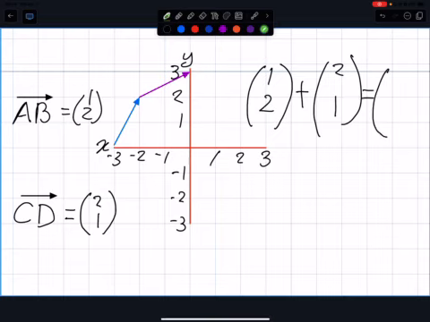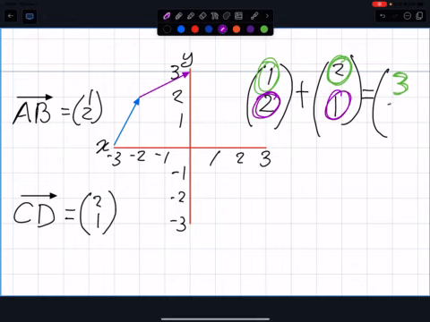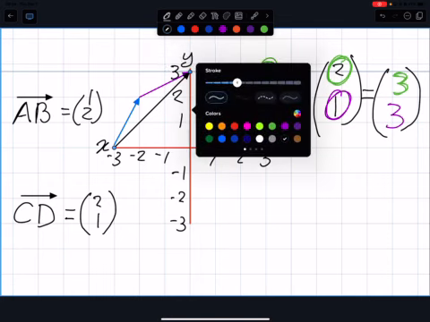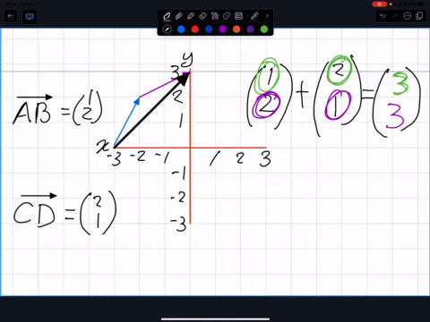What do you get? 1 plus 2 equals 3. And then 2 plus 1 also equals 3. So your new vector is 3, 3.